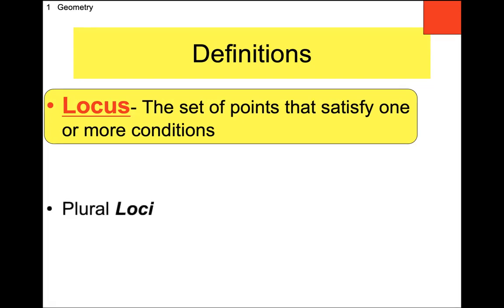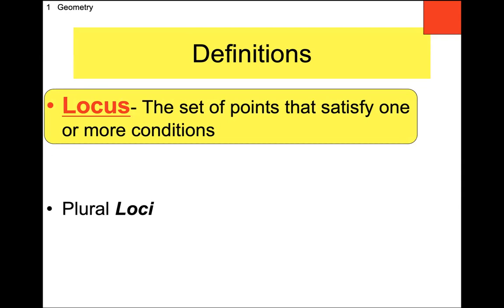The plural of locus is pronounced either loci or loci, either one. Tomorrow we'll do loci problems. Today we're going to do locus problems. And if it's just a locus problem, it's going to be one condition. So if it's more than one condition, we usually say the word loci. All right, shouldn't make much sense to you right now, but it will.